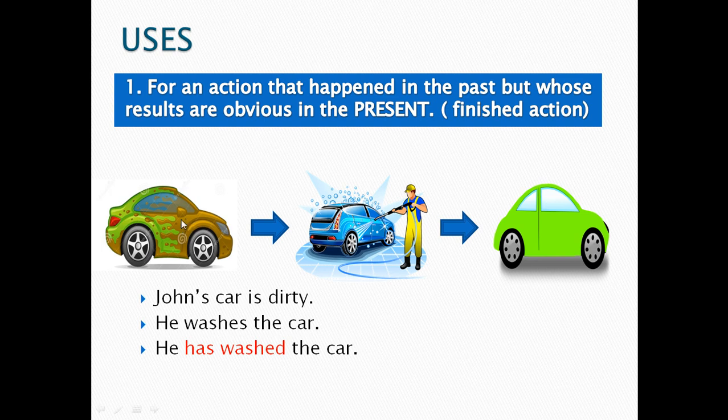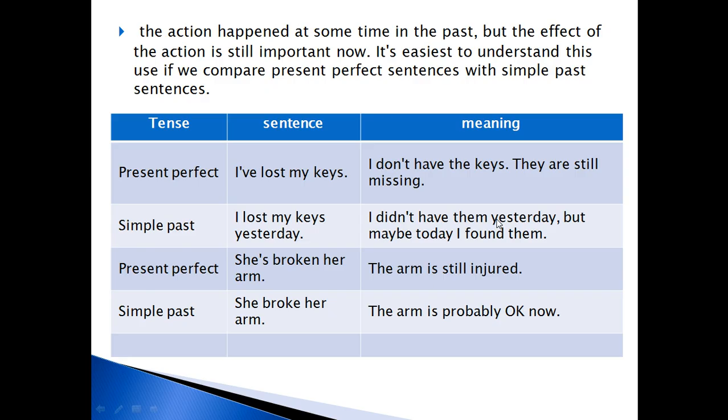Look at this: John's car is dirty. He washes the car. Now the car is clean. So we say he has washed the car because we can see the result now. The action is completed, the action is finished, and there is a result now. The action happened at some time in the past, but the effect of the action is still important now. What is meant by the effect of the action is still important now?